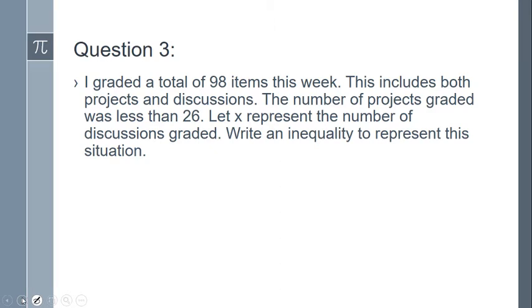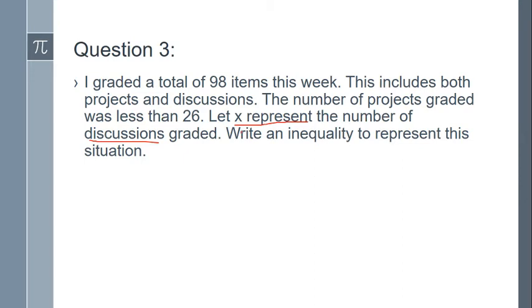All right, so question 3 states that I graded a total of 98 items this week. This includes both projects and discussions. The number of projects graded was less than 26. Let x represent the number of discussions graded. So remember, x is representing discussions. Write an inequality to represent this situation. So in this case, we had a total. We know there's a total of 98 items that were graded. Projects were less than 26.